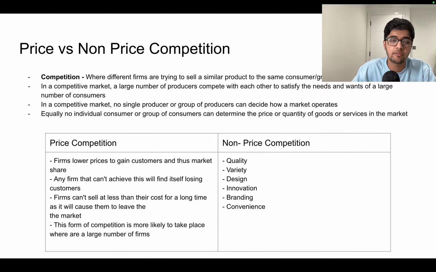Price competition is when firms lower prices to gain customers and thus market share. Any firm that can't achieve this will find itself losing customers. Firms can't sell at lower than their cost for a long time, as it will cause them to leave the market. This form of competition is more likely to take place when there is a large number of firms. Non-price competition is when firms compete with any other factors except price. This can include the quality of the product, variety, design, innovation, branding, and even the convenience of their service.